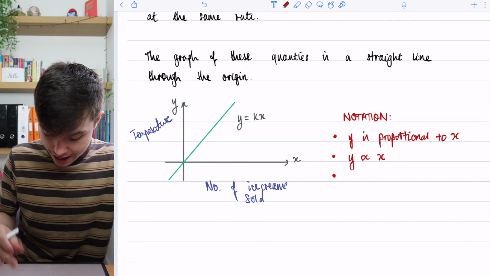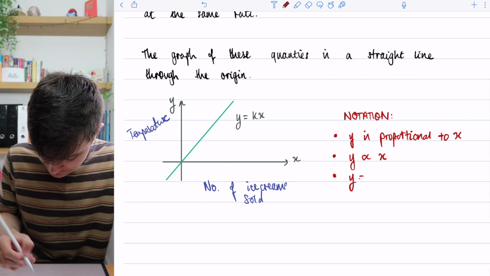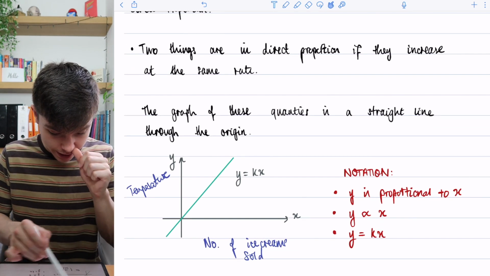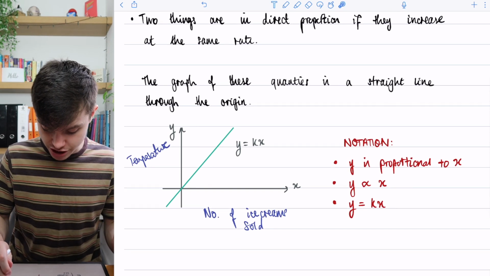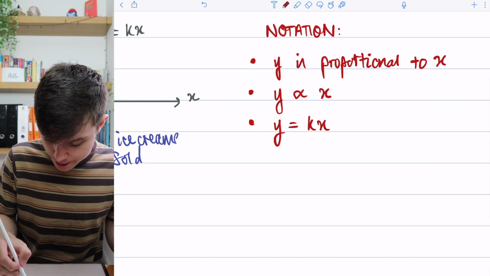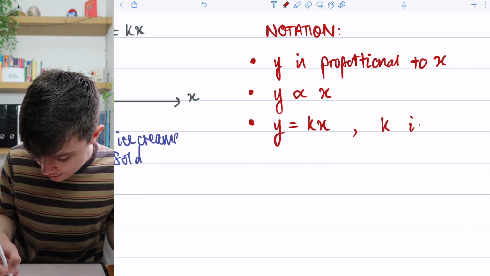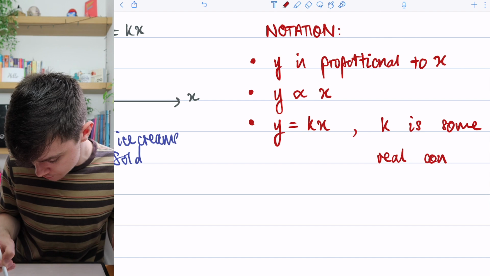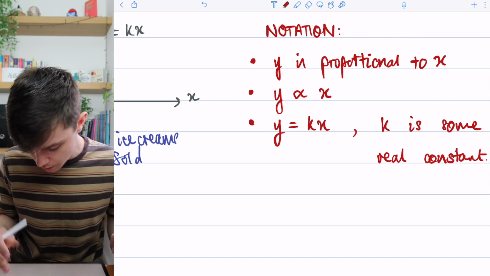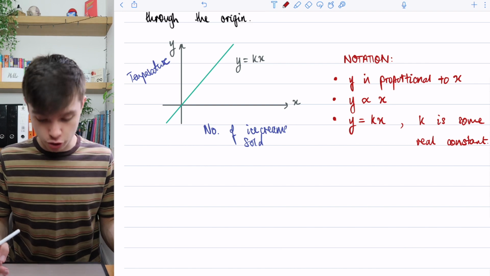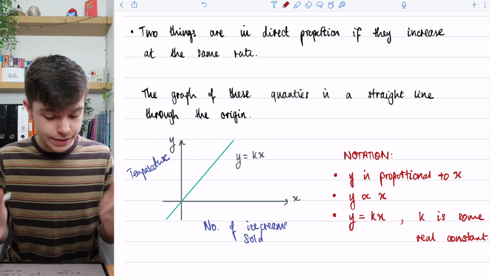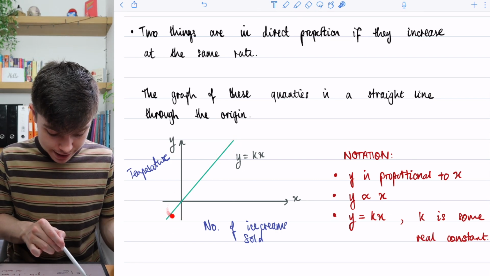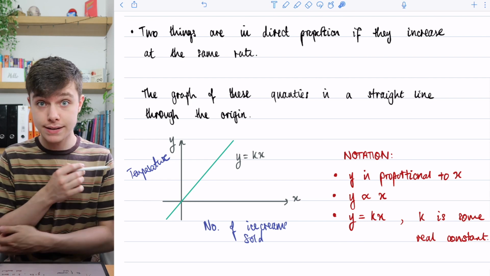And then the third thing is, like we've already seen, y is equal to some multiple of x. In other words, it's a straight line that passes through the origin, and I'll just specify here where k is some real constant. So those are three ways of writing proportion. Direct proportion: two things increase at the same rate, the graph of the quantities is a straight line passing through the origin, and those are three ways of writing proportion.